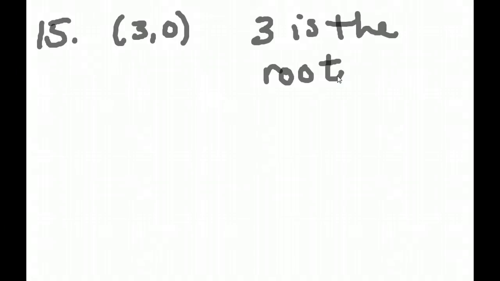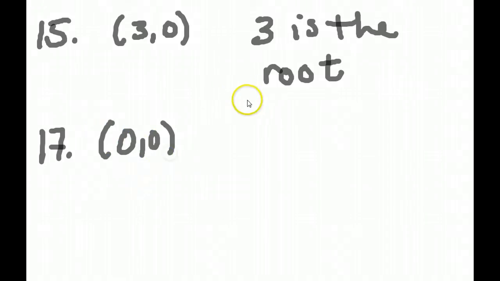Number 17. So number 17, if you look at your graph, we have negative 0.5 x squared equals 0. Looking at this graph, 0, 0 is the only place it touches the x-axis. So that means our answer, or our root, is 0. So 0 is the root.